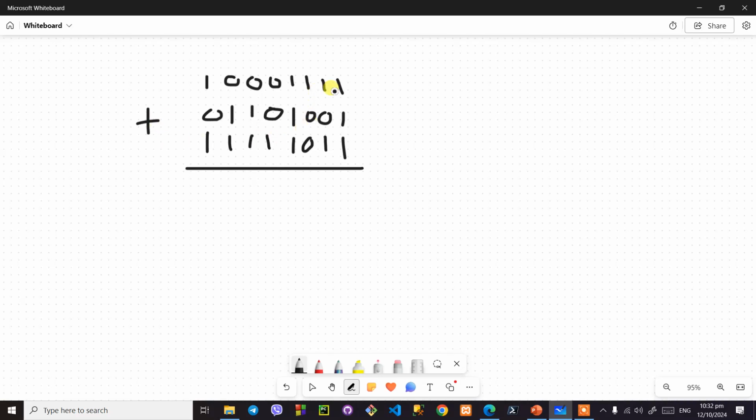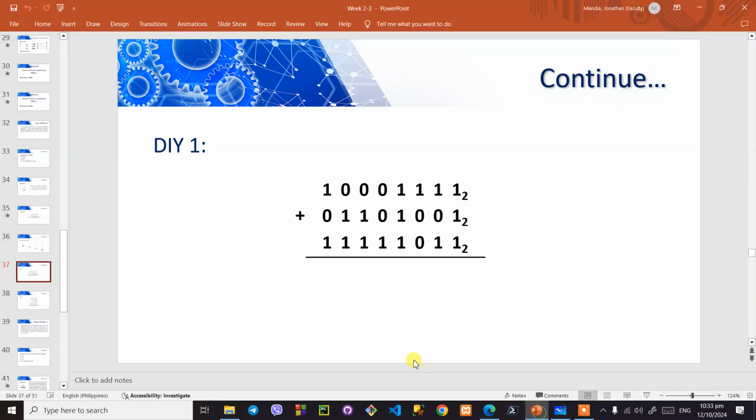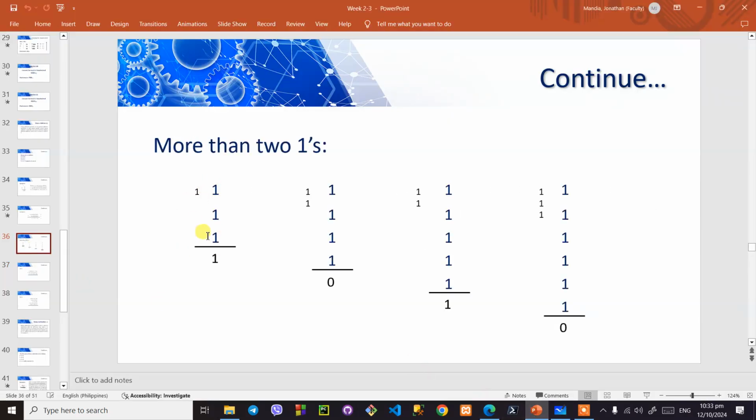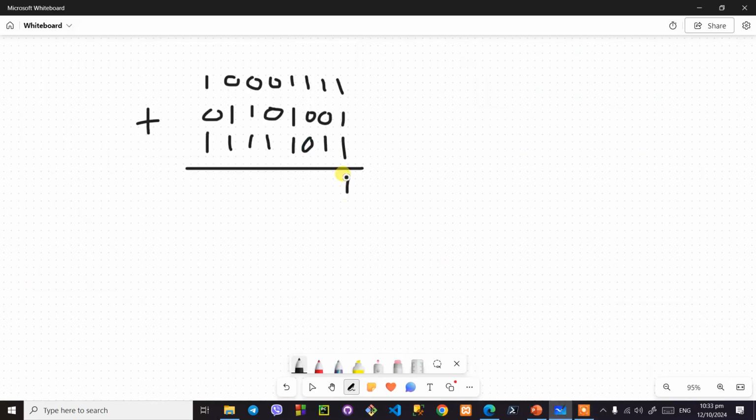Make sure that the placement is correct, although it is not exactly straight, at least it is right in its placement. Okay? So while we have here 1, 1 and 1, okay, so three ones. So back to our concept: if you encounter three ones, you bring down 1 and you carry over the 1.